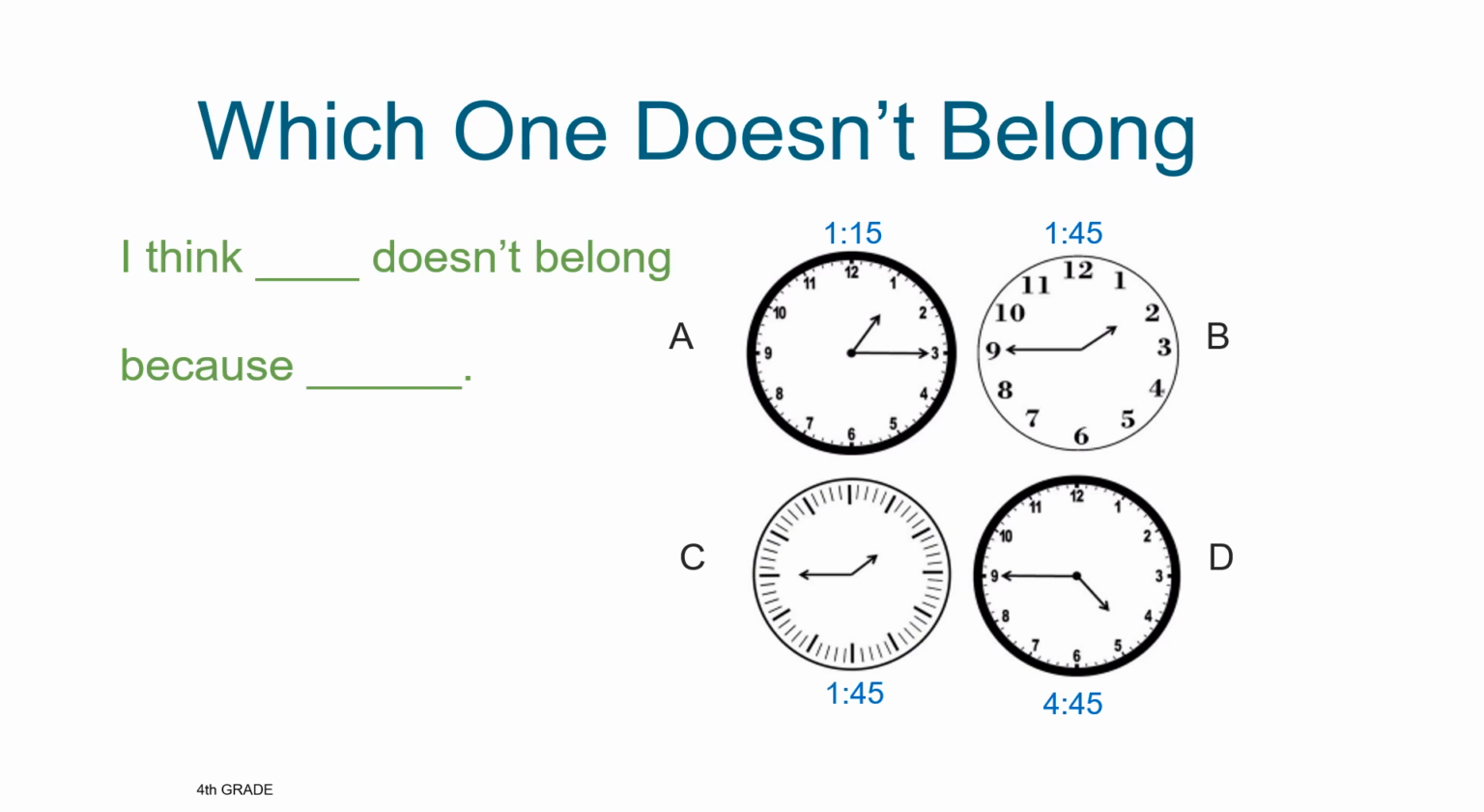Maybe you said clock A doesn't belong because it is the only clock where the minute hand is pointing to the 3. That means it is the only clock that shows 15 minutes have gone by in the hour.